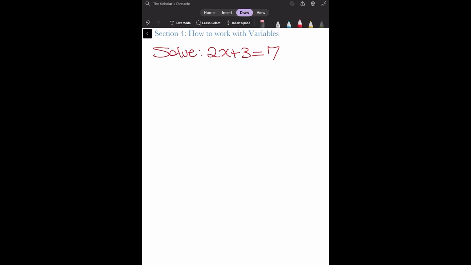Now that you know what variables are, as well as constants, and how they are applied in real life, here's how to work with variables. You have a basic equation below. How do you solve the question? You can pause the video to work it out on your own, or we can work on it together.